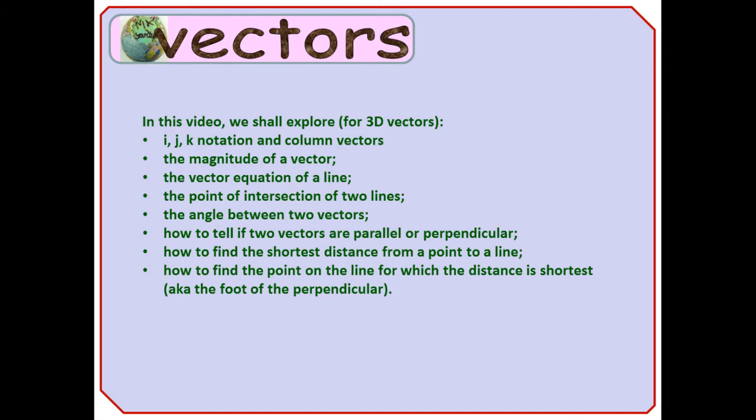We've got an action-packed video for you today. Just look at this list. In this video we shall explore 3D vectors, IJK notation and column vectors, the magnitude of a vector, the vector equation of a line, the point of intersection of two lines, the angle between two vectors, how to tell if two vectors are parallel or perpendicular, how to find the shortest distance from a point to a line, and how to find the point on the line for which the distance is shortest, aka the foot of the perpendicular.